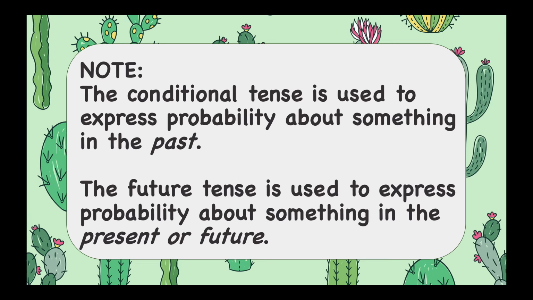So the conditional tense is used to express probability about something in the past. If you're not sure about something in the past, you'd use the conditional tense, but you'd use the future tense to express probability or not being sure about something in the present or in the future. The conditional tense and the future tense are actually quite similar, so you're going to see a lot of similarities in the way we conjugate these two tenses.